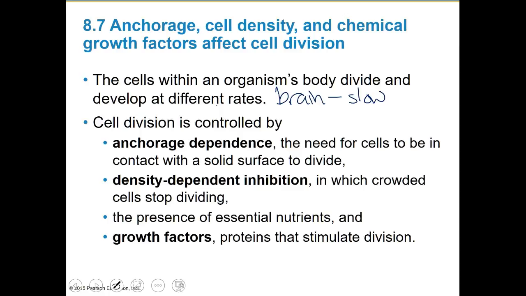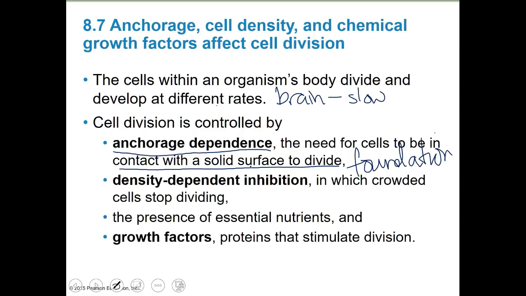So cell division is controlled by what's called anchorage dependence. It's that the cells need to be in contact with a solid surface to divide. So they have to have kind of a foundation. They have to have something to sit on if they're going to divide. They don't just do it all willy-nilly out free and floating. They have to have a solid surface to divide.